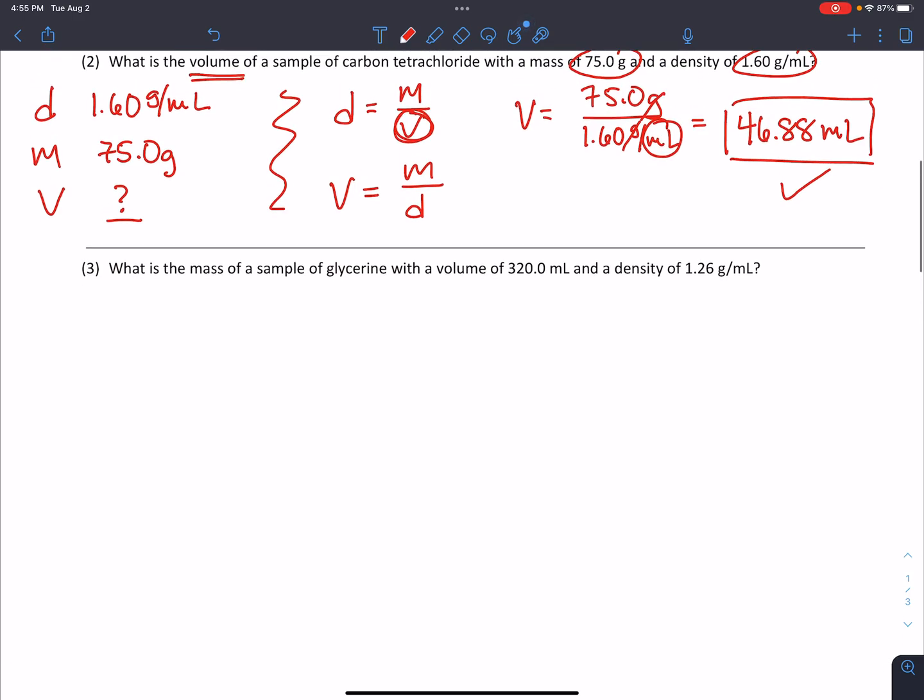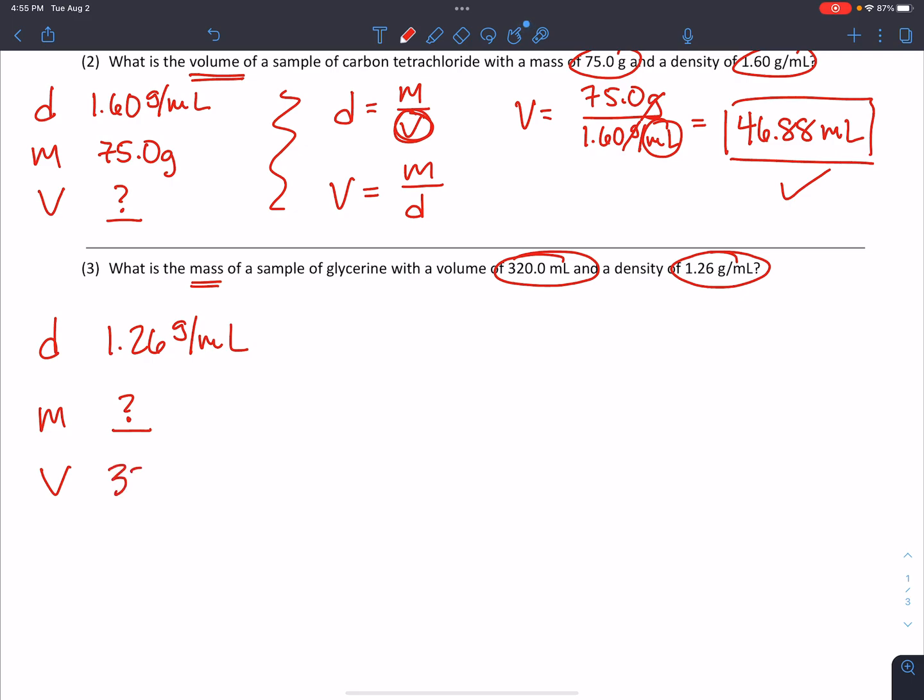All right, last problem. What is the mass of a sample of glycerin with a volume of 320 milliliters and a density of 1.26 grams per milliliter? So again, we have a volume and a density value, and we're asked to find mass. So we list out what we have. Our density is 1.26 grams per milliliter. We have an unknown mass, that's our unknown, and then we have a volume of 320 milliliters.